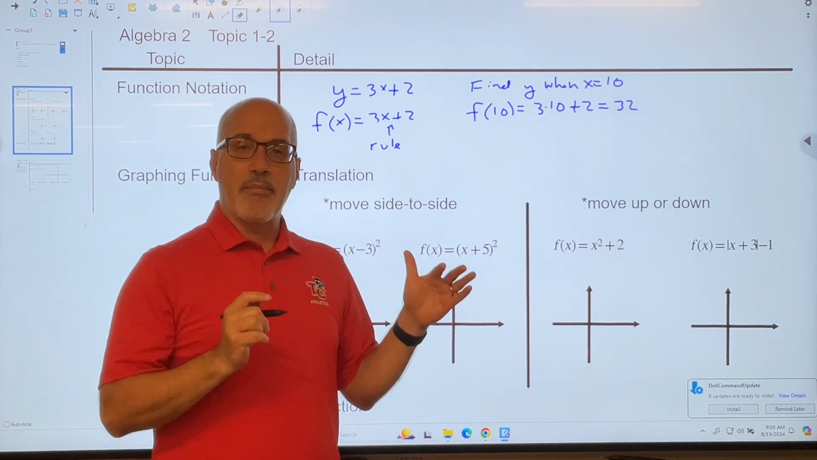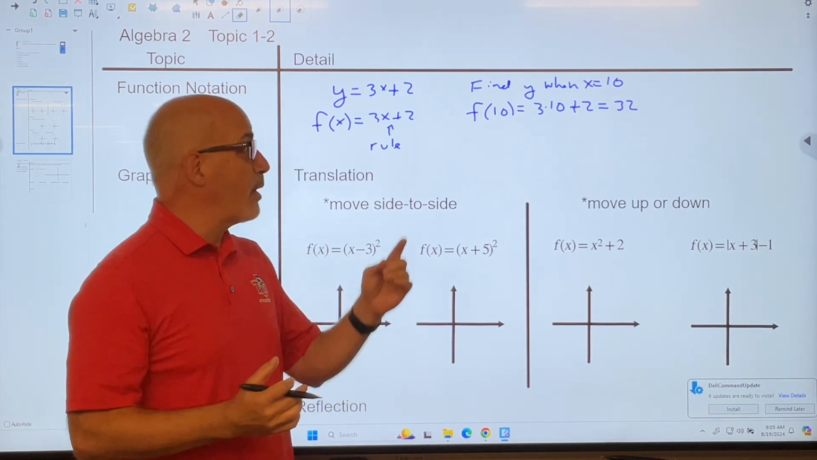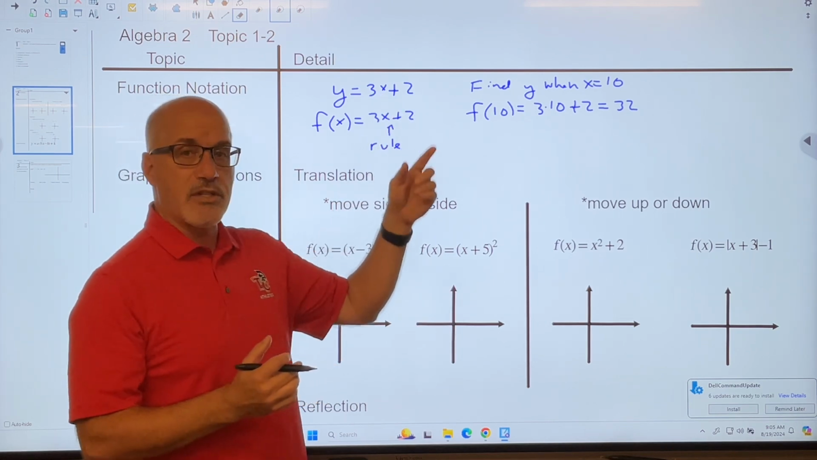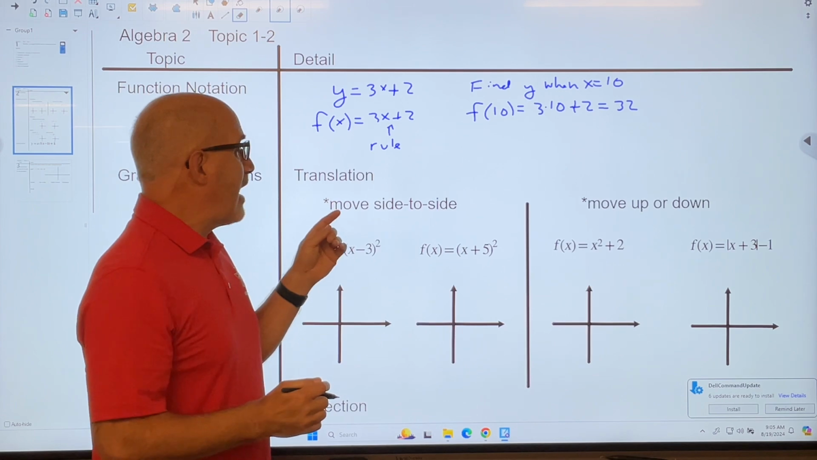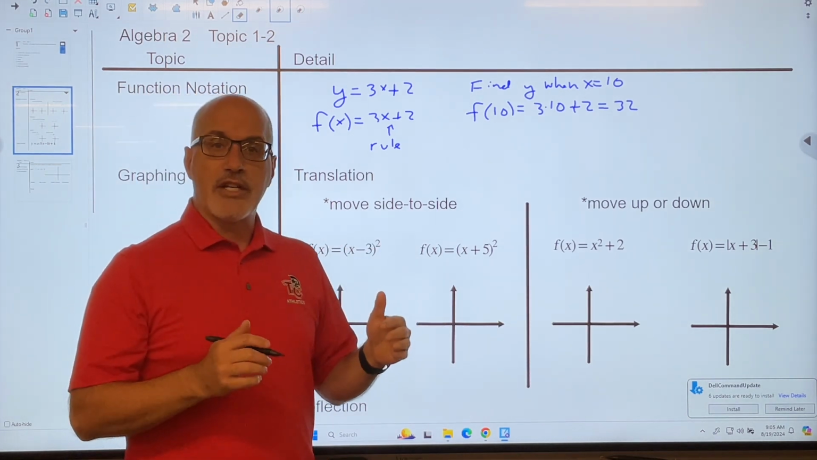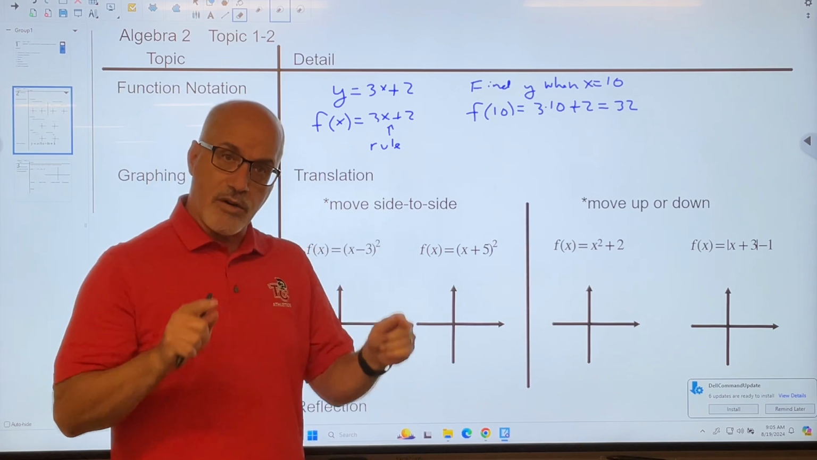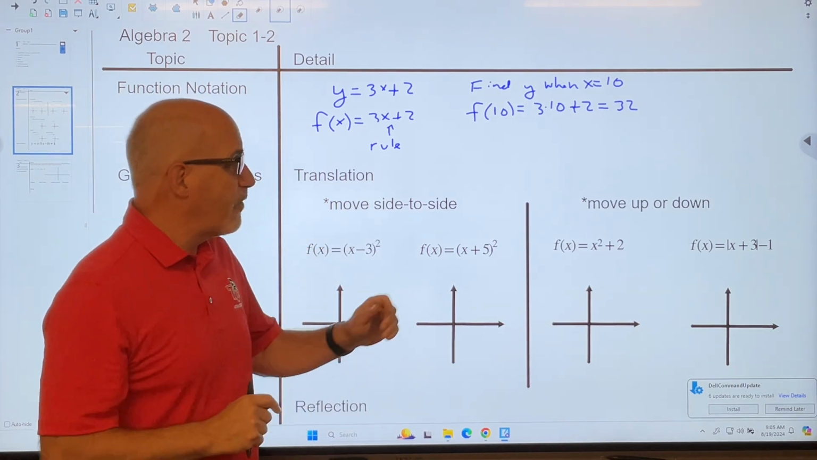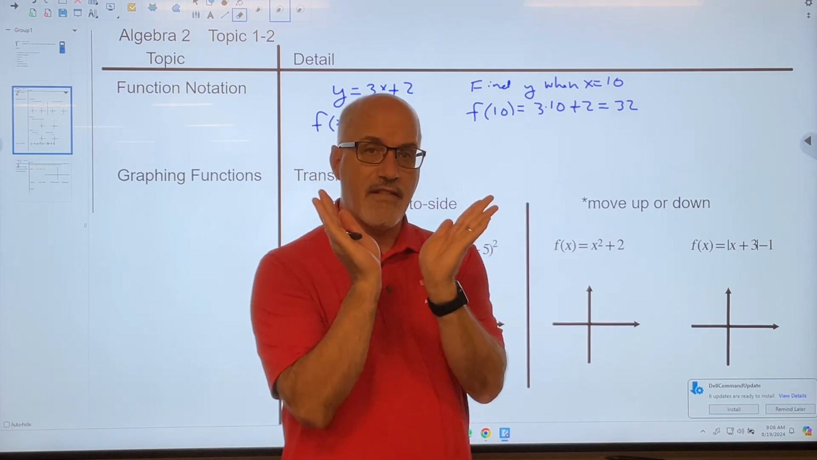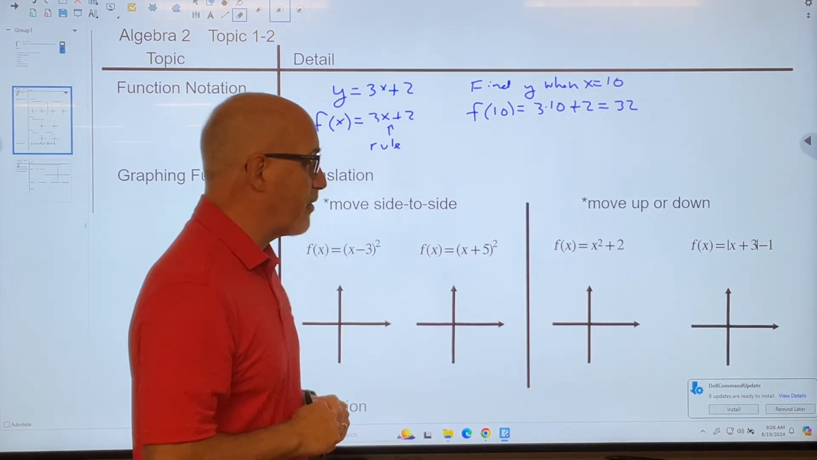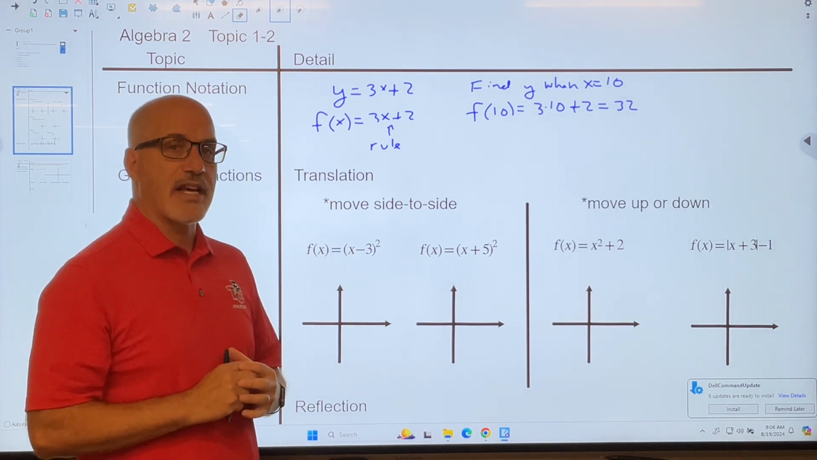Now our basic graphs, just as a reminder: if you have a linear equation like this, 3x plus 2, that equation is just a straight line. If we have instead a square on the x in the equation, that's usually going to give us a parabola, which is going to be a U shape, either upwards or downwards. And if we have an absolute value with the linear equation, that gives us a V, either facing up or facing down. So let's talk about translations, moving the graph side to side.